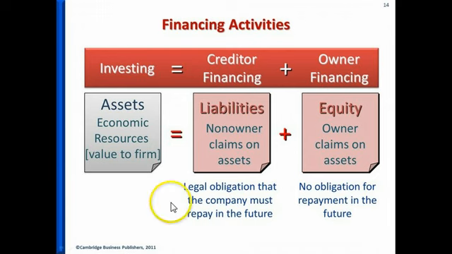So we see that each type of financing, whether it's from liabilities, obligations that must be repaid, or owner financing in the form of equity, is used to purchase assets or economic resources of value to the firm. These assets are then used to build products and provide services which generate revenue, and revenue incurs expenses. As long as revenue exceeds expenses, there is income that is returned back to the owners either as profit or reinvested back into the business.